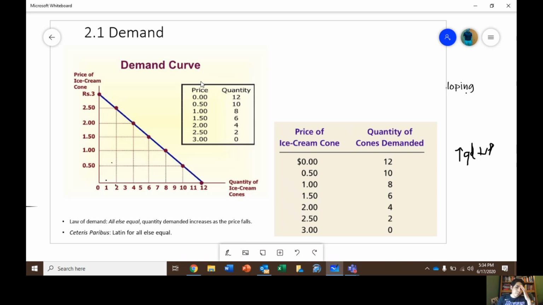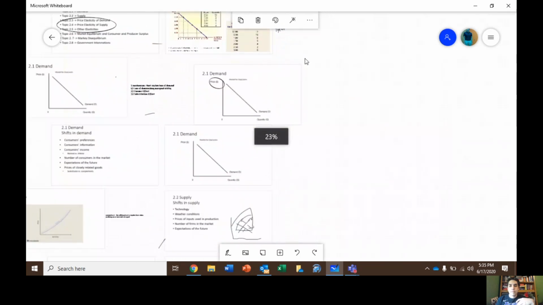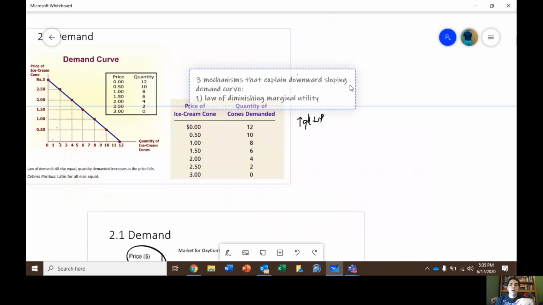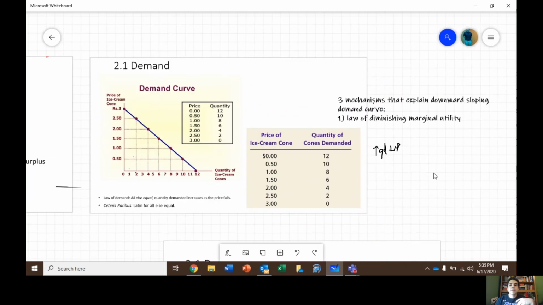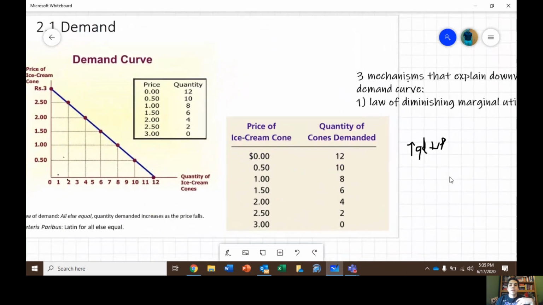So if price goes down, quantity demanded increases. We're going to learn about three mechanisms that explain why. Three mechanisms that explain the downward sloping demand curve. And the first mechanism is the law of diminishing marginal utility.